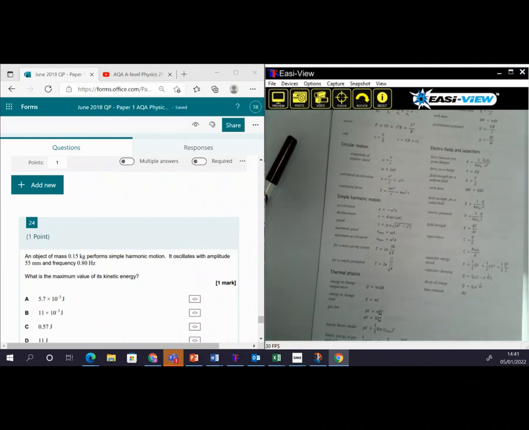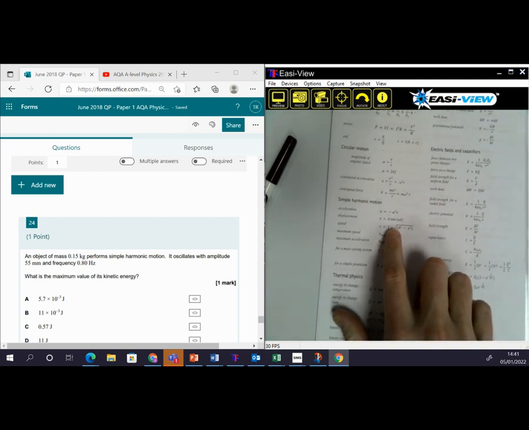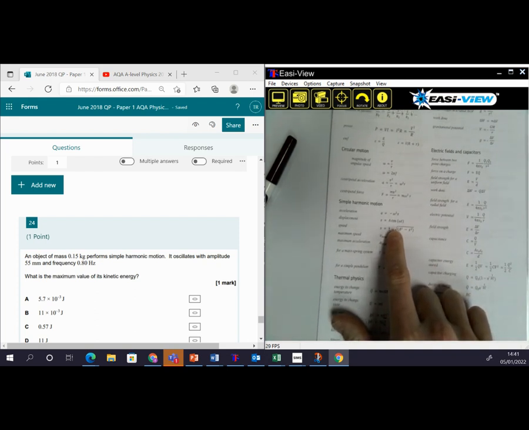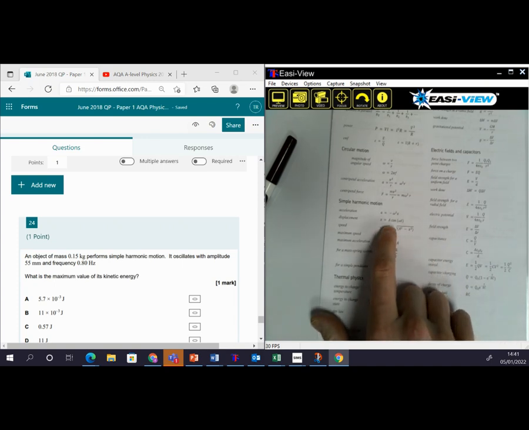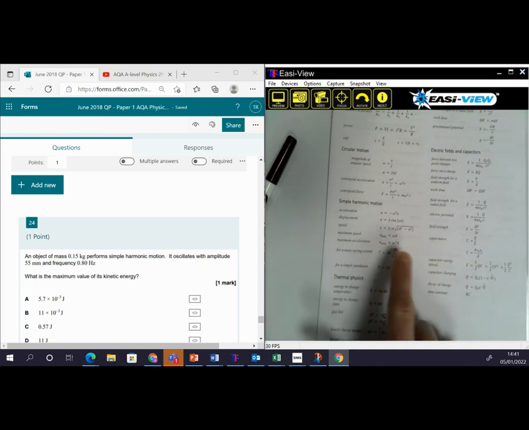This question's about maximum speed and kinetic energy within simple harmonic motion. And you can equate the displacement with the velocity within simple harmonic motion, and you can do the calculations. It involves a little bit of calculus, and finding differentials of trig functions, which you may be able to do, and you may find that quite a satisfying thing to try.